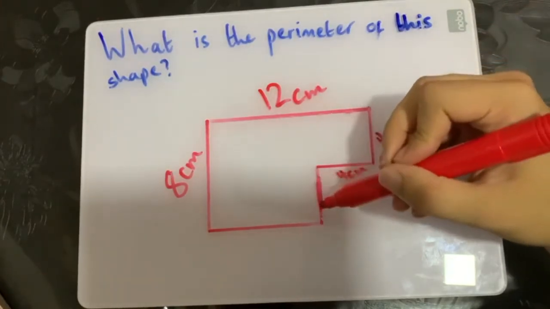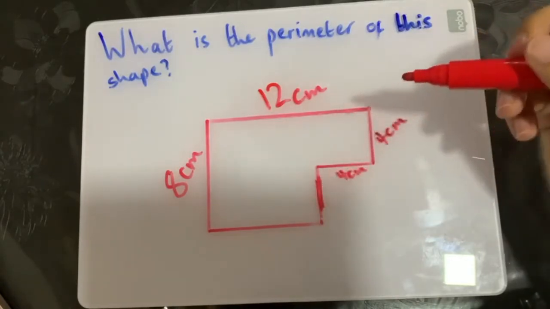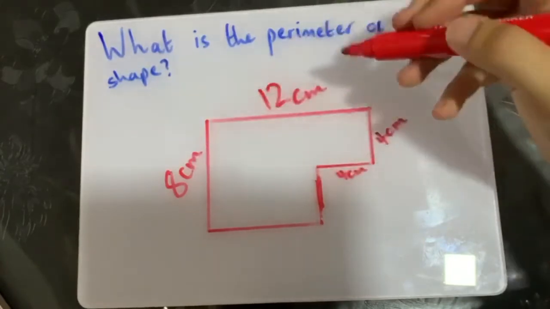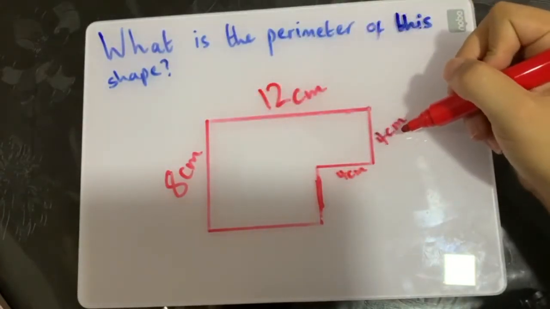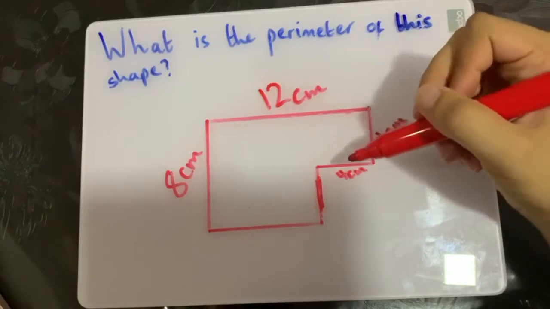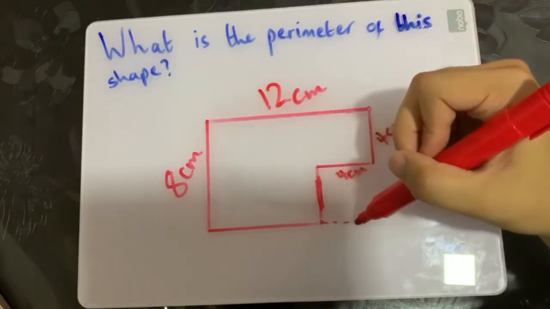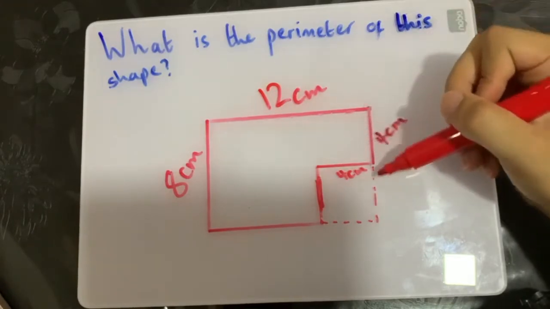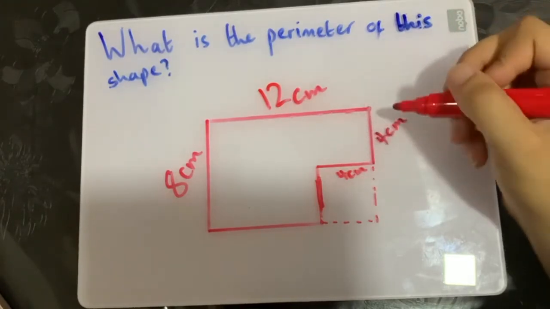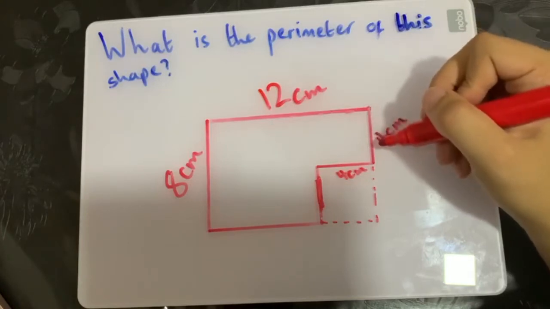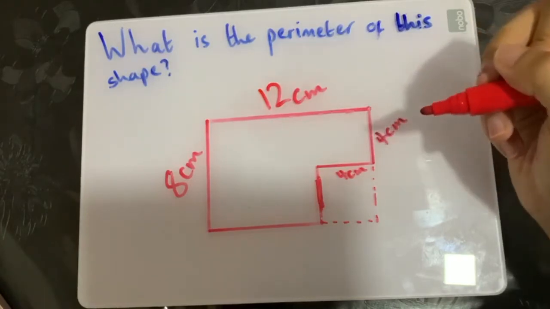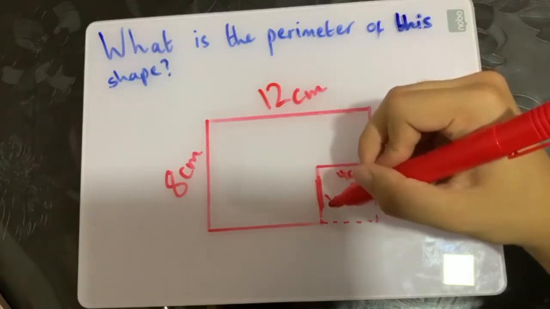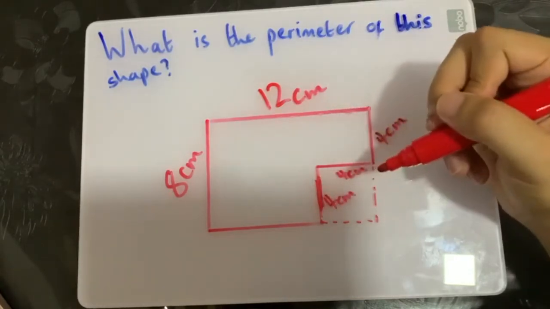So it's going vertically. So I'm going to look at my other vertical sides and see that this one over here is 8 and this one over here is 4. So I'm looking at that and I'm thinking, well, if this was a rectangle here, then this side would be 8 centimeters. So if this one is 4, that means there's still 4 centimeters missing from my rectangle, which means that this little side over here is also 4 centimeters.